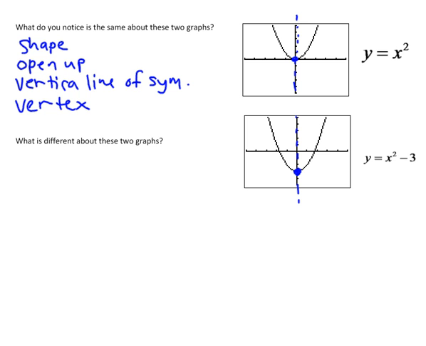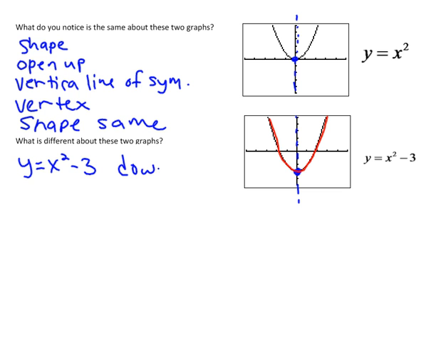Let's compare their shapes. I'm just going to trace the shape of this one, and then we're going to see how that compares. Look, it's the exact same shape. The tracing isn't perfect, but you can see that the shape is exactly the same. So the shape is the same. What's different? Well, this one looks like it's just been moved down 3 spaces. So y equals x squared minus 3 is down 3 spaces from where the other one is.